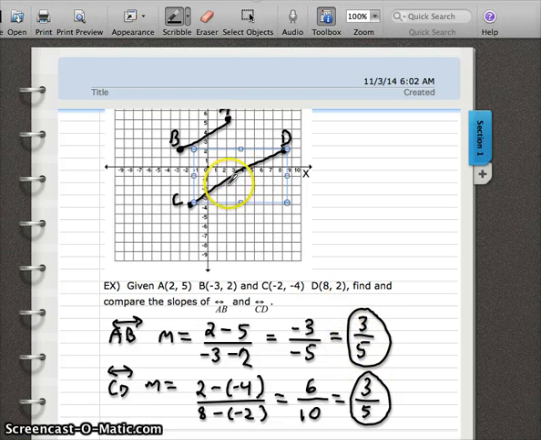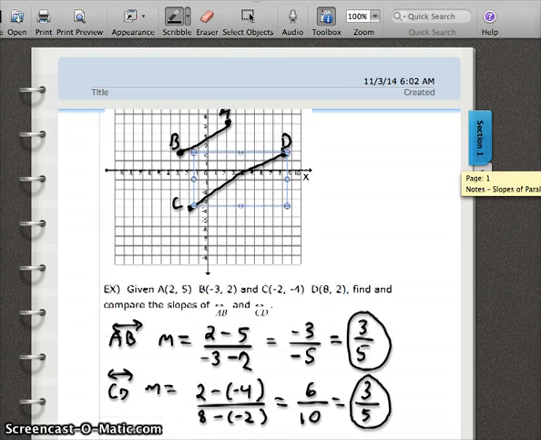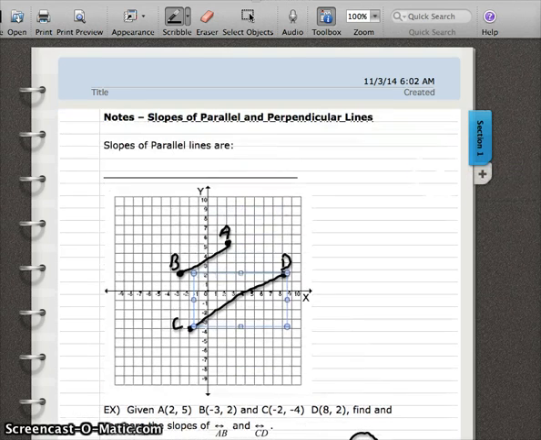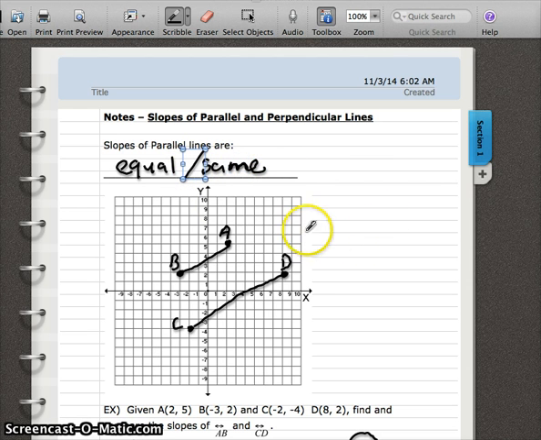If I have two lines that are changing in the exact same way, they're rising and running in the exact equal manner, they will never intersect and they will indeed be parallel lines. So slopes of parallel lines are equal. Or you could say they're the same. Slopes of parallel lines are equal or the same.